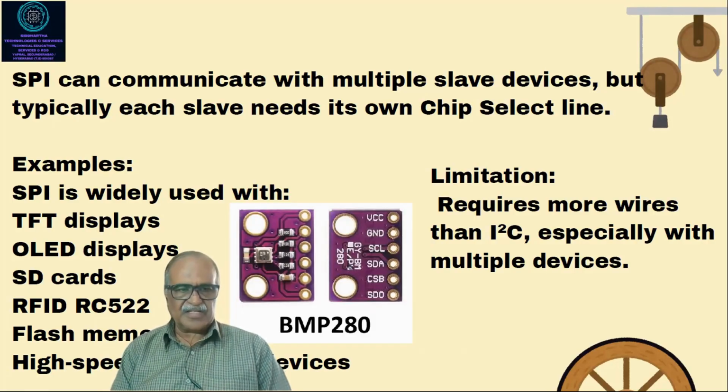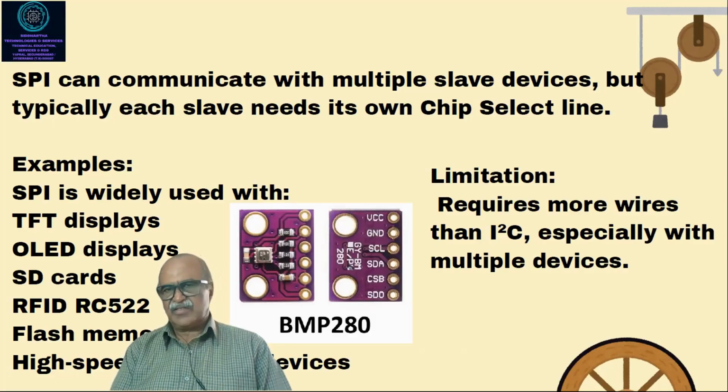We do a lot of projects with this. Flash memory, high-speed ADC and DAC devices. An example I've given is the BMP280, a very common sensor. We call it the BMP sensor, that is a temperature and pressure sensor. There also we use the same communication, that is SPI communication.